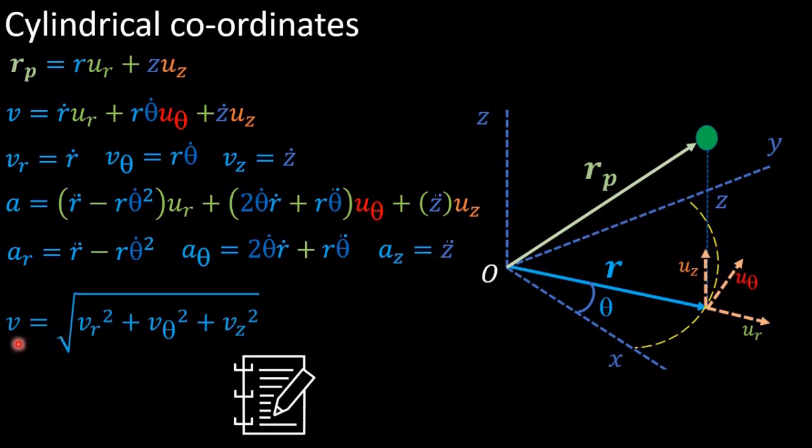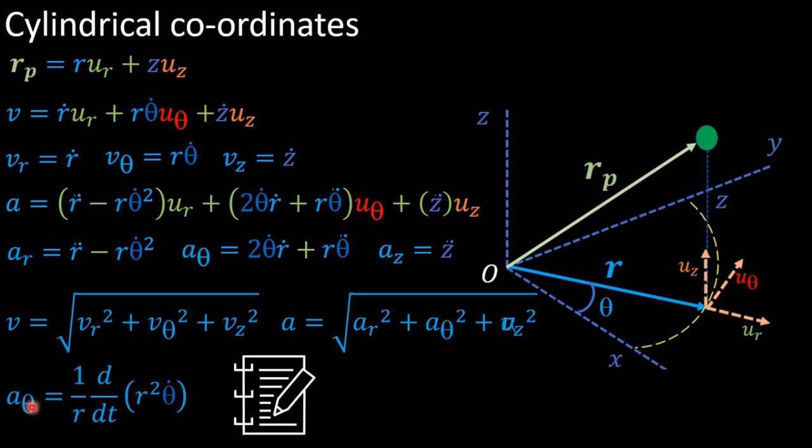So if we want to find the magnitude of velocity, we apply Pythagoras to v sub r, v sub theta, and v sub z. So this gives us the magnitude of velocity in cylindrical coordinates, and this is the magnitude of a, so Pythagoras of a sub r, a sub theta, and a sub z. So that should be an a. So that is the magnitude of acceleration in cylindrical coordinates. So we do Pythagoras of a sub r, a sub theta, and a sub z.